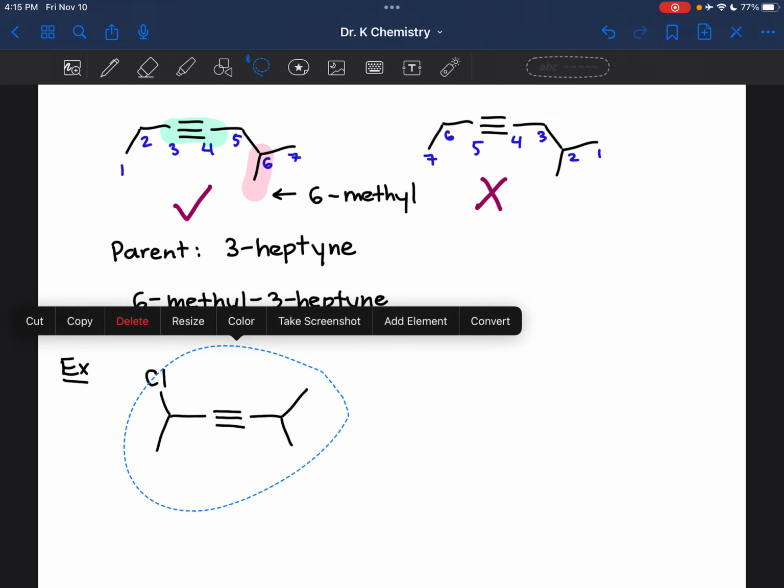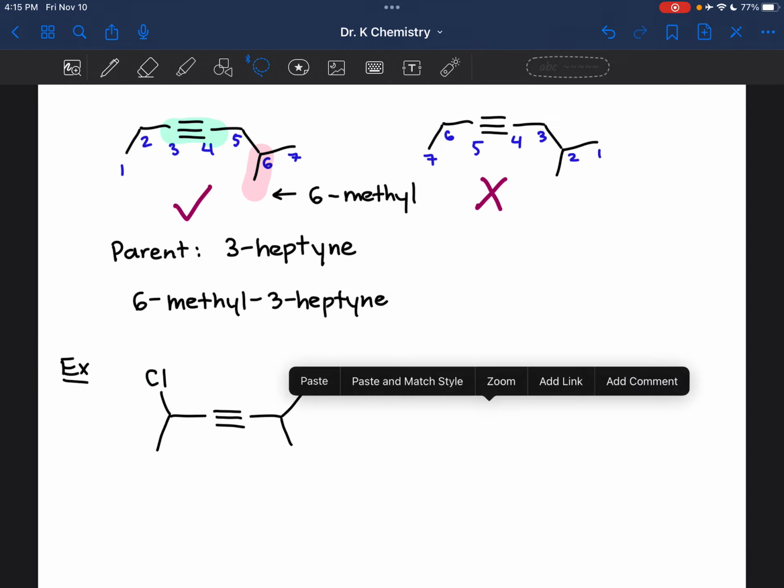Okay. My bond angles are looking a little funky there.